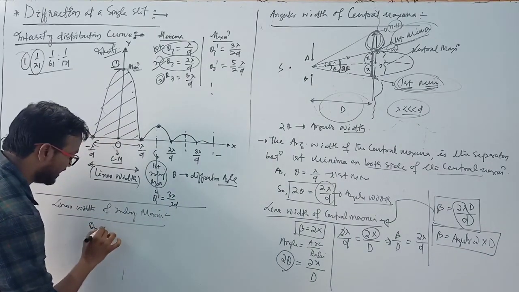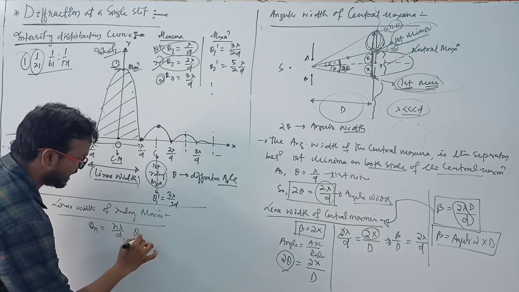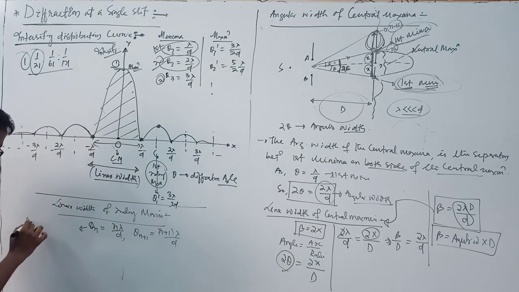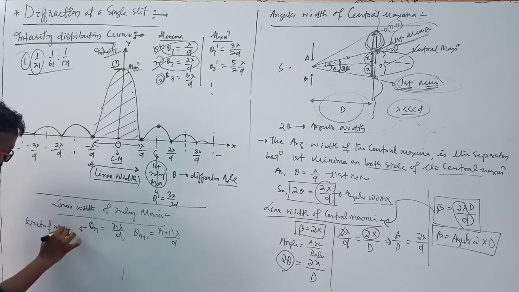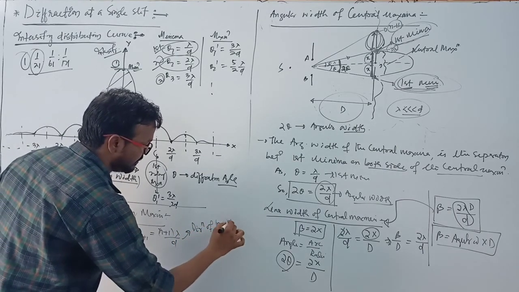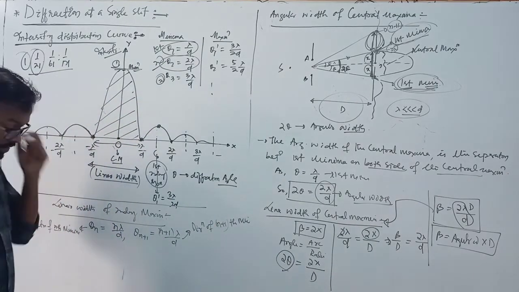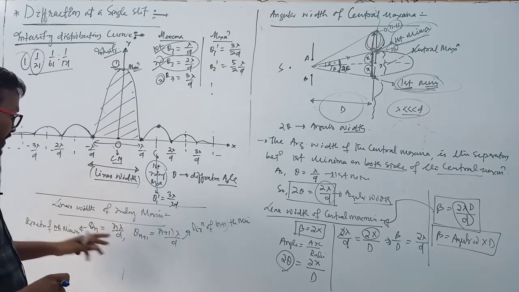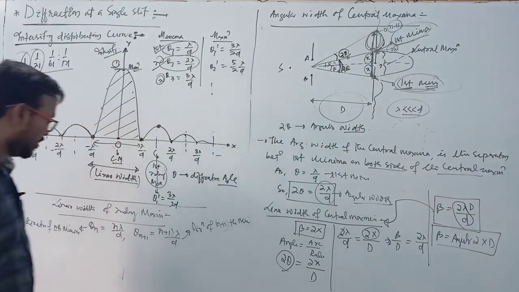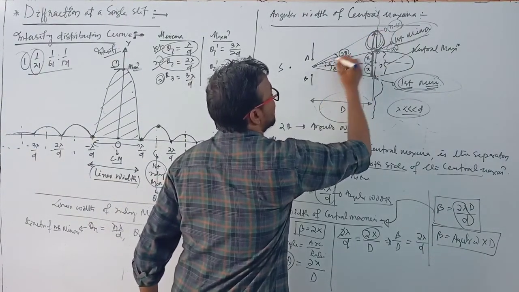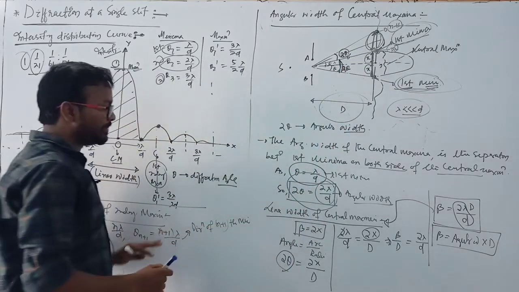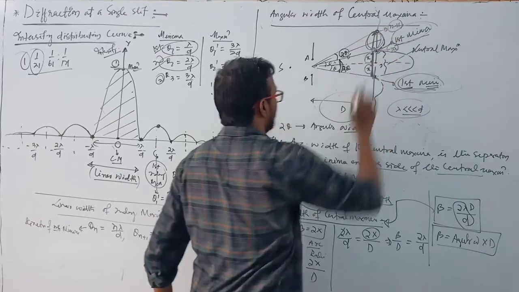So we can write theta n equals n lambda by d. Similarly, theta n plus 1 equals n plus 1 lambda by d. This is the direction of the nth minima, and this is the direction of the n plus 1th minima. Clear? Okay. Now we have to find this angle, because this angle is 2 theta and this angle is also 2 theta. This angle is the separation between them, because this is the central point. We use the same relation here.